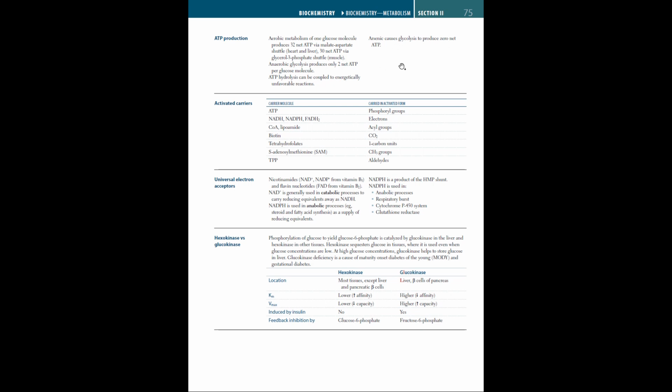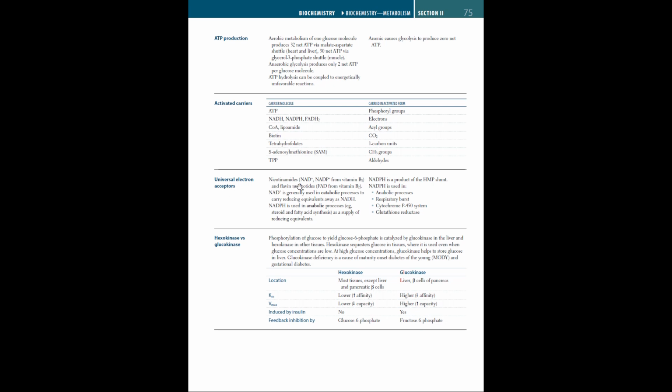Now let's move on to the activated carriers. So we have the carrier molecule and what is carried in the activated form. The carrier molecule ATP carries phosphoryl groups. NADH, NADPH, and FADH2 carry electrons. CoA and lipoamide carry acyl groups. Biotin carries carbon dioxide. Tetrahydrofolates carry 1-carbon units. And SAM, or S-adenosylmethionine, carries CH3 groups. And TPP carries aldehydes.